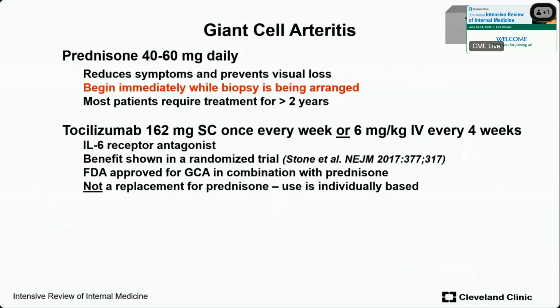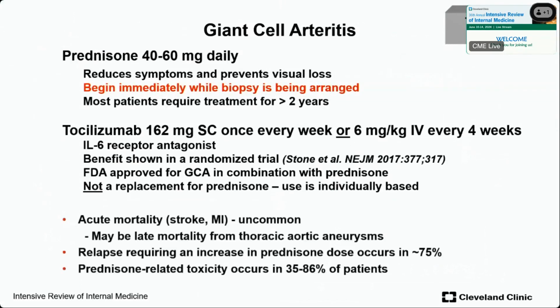Prednisone treatment may be required for 2 years or more. And because of the toxicity, there has also been data with the use of the IL-6 receptor antagonist, tocilizumab, which can be given subcutaneously or intravenously. This has been found to have benefit in a randomized trial and is FDA approved for giant cell arteritis in combination with prednisone. It is not a replacement for prednisone, and its use is individually based.